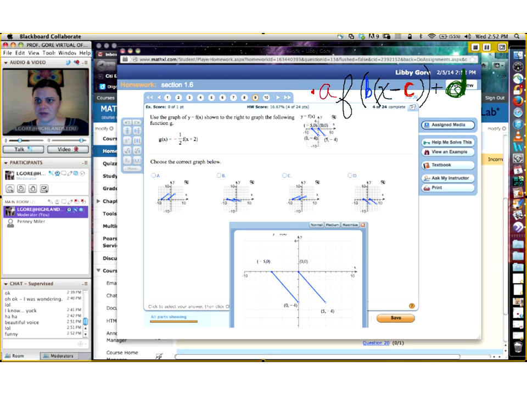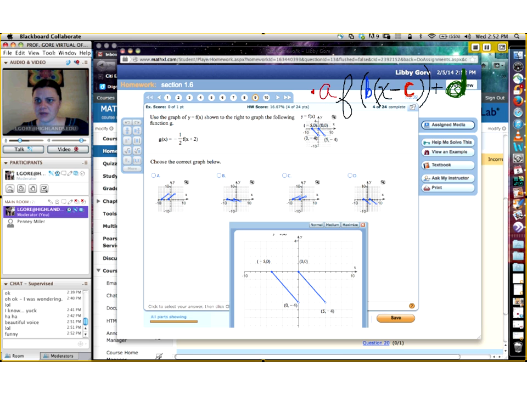Okay, so for this particular problem, I'll just run down real quick what each of these do. A, you have two things that it does. Depending on the sign, so positive or negative, if it's positive, this thing sits in the same position as the parent function. If A is negative, this thing reflects over the x-axis. So it flips over the x-axis.